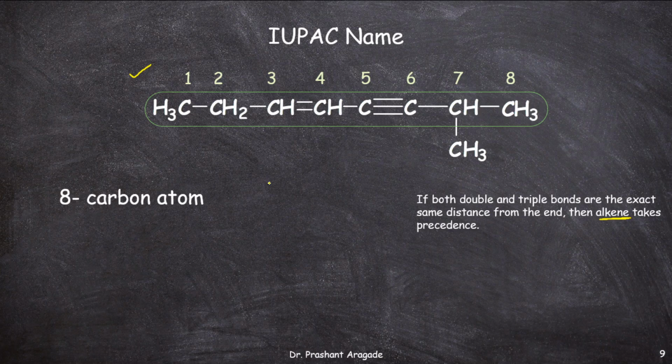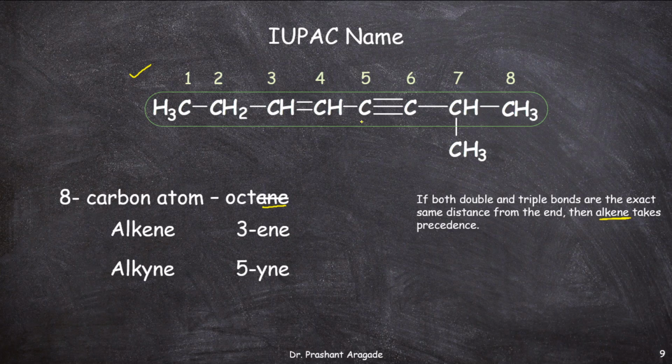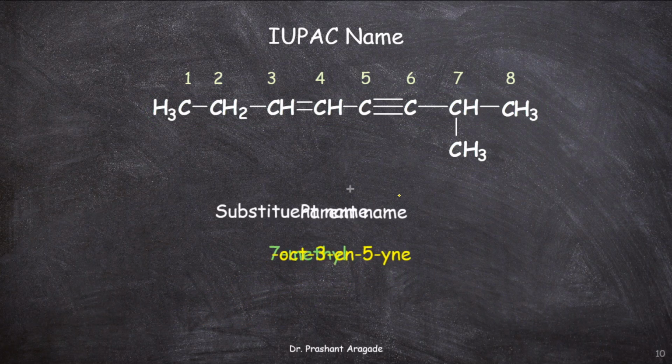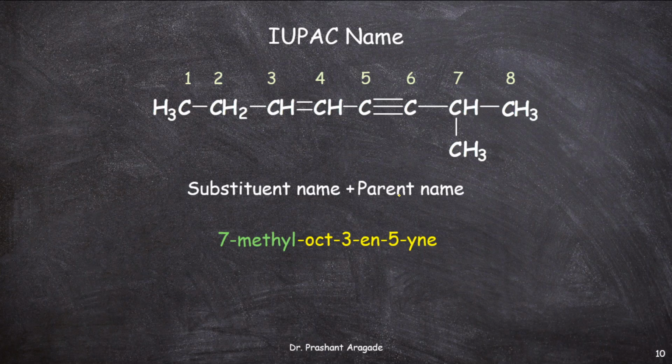So it contains 8 carbon atoms, so the name is octane. Replace this ANE with the suffix of the functional groups. So the alkene is present at position 3. The alkyne is present at position 5. So the parent name of this chain is oct-3-en-5-yne. Now try to find out the substituents. The substituent's name is 7-methyl, meaning a methyl group is attached to carbon 7 of the chain. So the name of the compound is by prefixing the name of the substituent onto the parent name. So the name of this compound is 7-methyloct-3-en-5-yne.